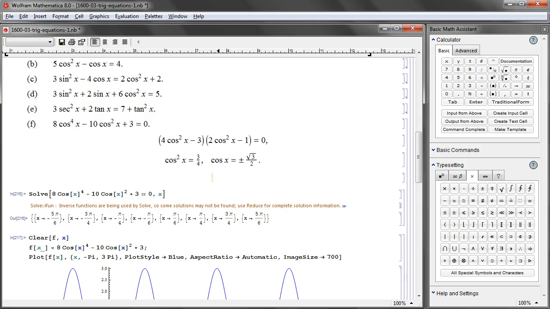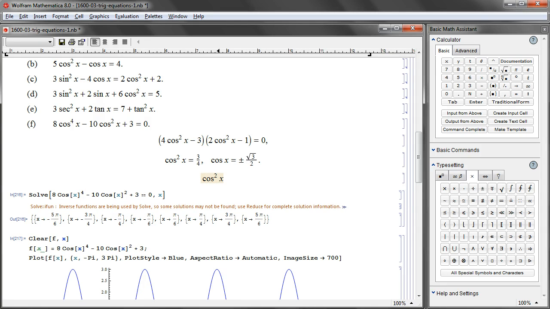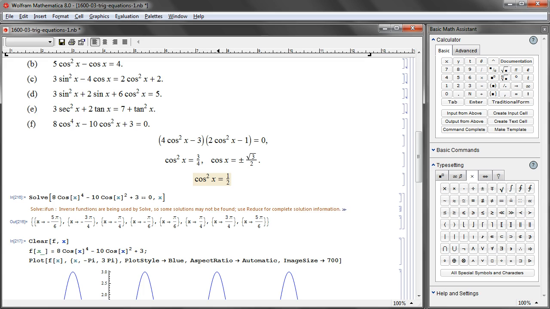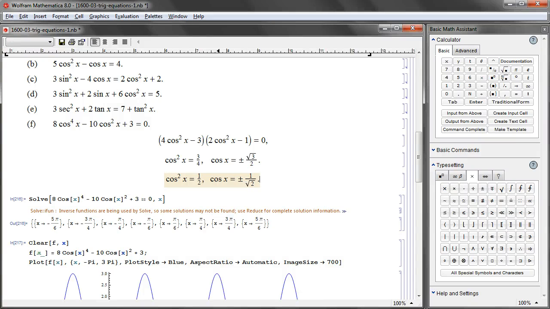How about the next one? Cosine squared of x is 1/2. By taking plus or minus square root, we have plus or minus 1 over square root of 2. And that's going to give you some standard angles too. And the rest is left to the students.